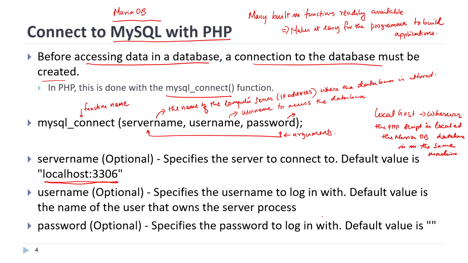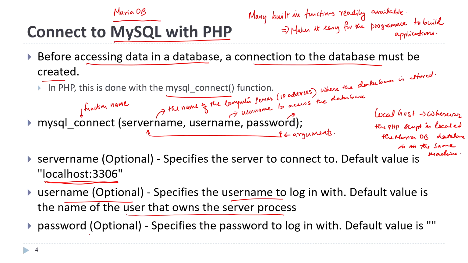Otherwise, you give it the name of whichever server you need to connect to. The username is optional, but ideally you should give it. If you do not give the username, the default value is the name of the user who owns the server process. Whatever name it came through, it will take that and connect accordingly. The password is also optional; the default value is an empty null string. As I mentioned, the username, password and server name are used to connect to the database. This establishes the connection.